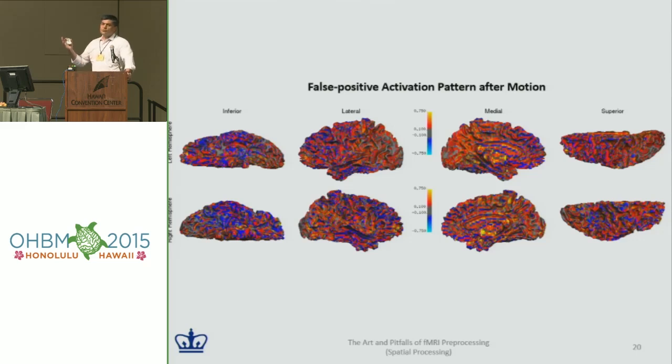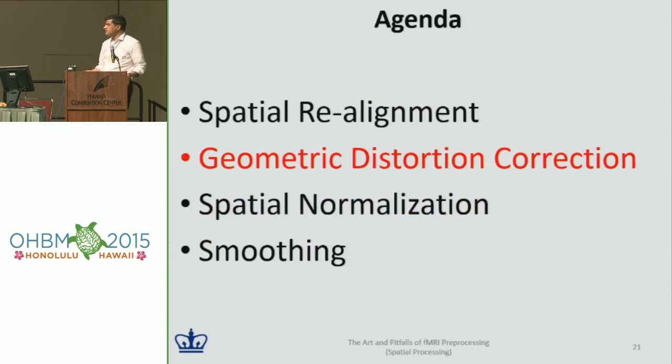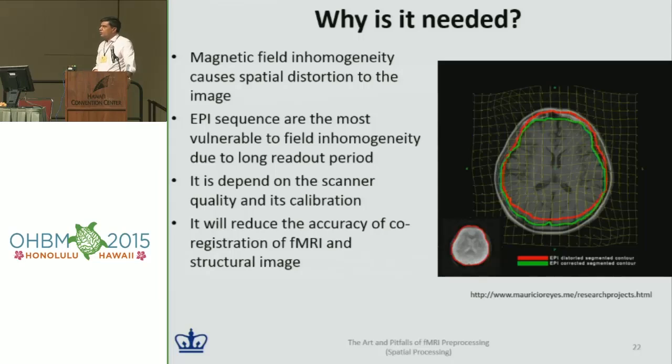All I'm trying to show you is that realignment just solves the problem of voxels shifting to another location. It does not solve the rest of the motion artifacts, right? So I have to move a little faster. The next topic is geometric distortion correction. Why is it needed? What is geometric distortion correction?